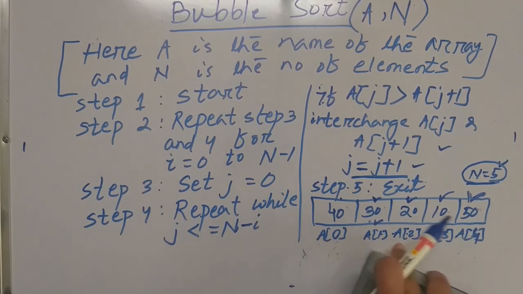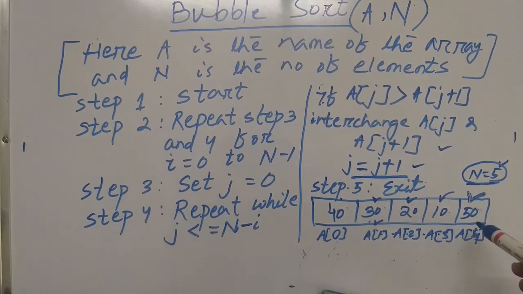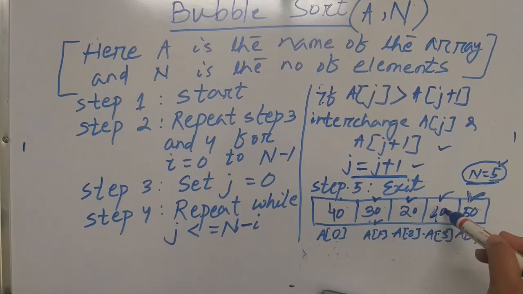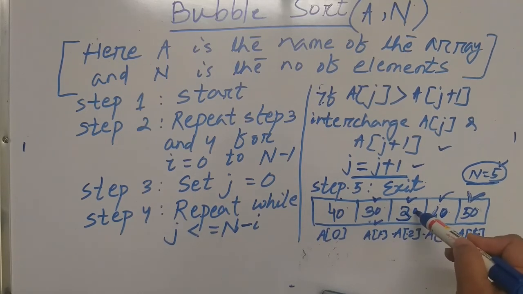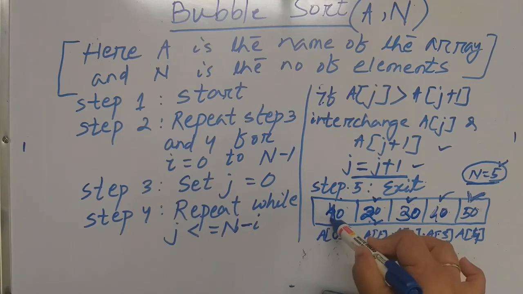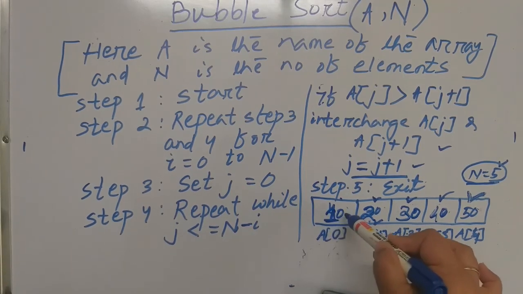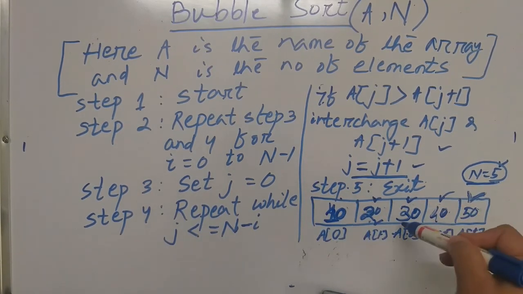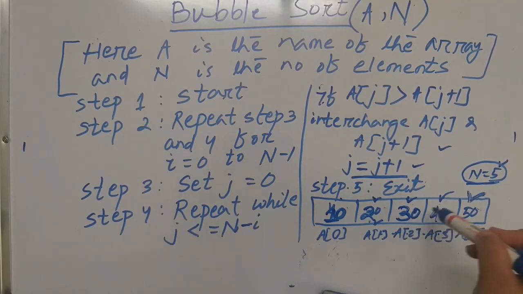Like this we proceed further and get the next values. Here 40 is sorted, then 30 is sorted, then 20 is sorted, and then we get the final result 10 here. After the fifth pass we get the sorted list, which is 10, 20, 30, 40 and 50, and the input was 50, 40, 30, 20 and 10.